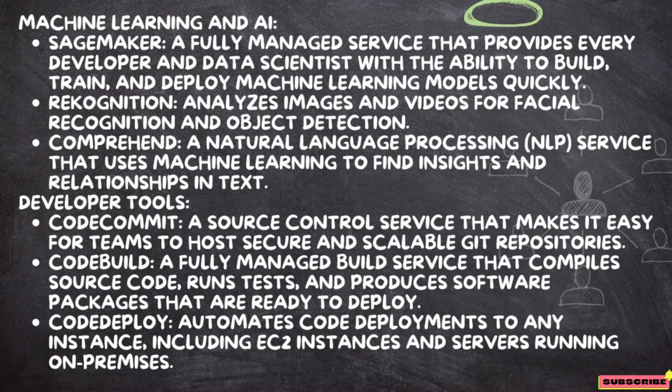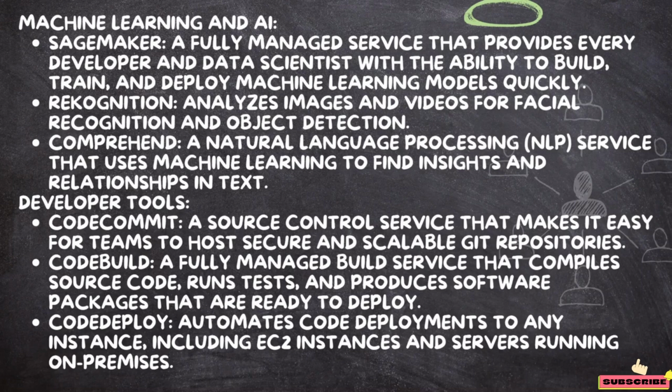Then we have Comprehend, which is natural language processing, NLP in short, a service that uses machine learning to find insights and relationships in text. Well, relationships is basically the link of the text and how the algorithm actually understands it.